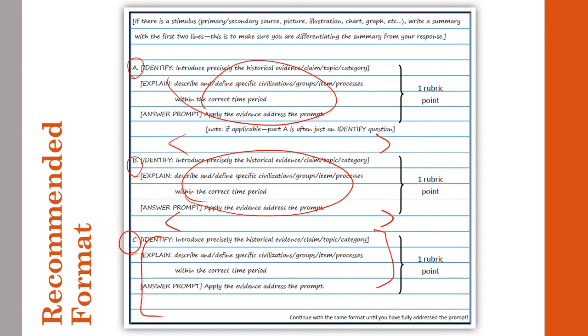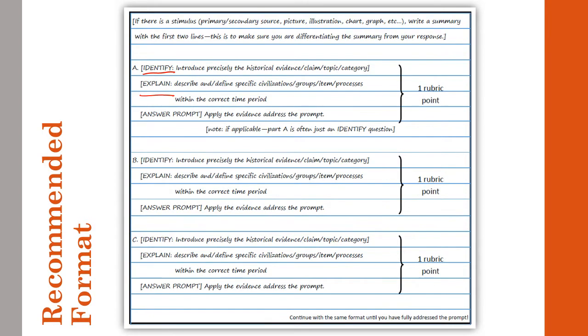But we, again, want to be able to use a particular method so that we are addressing all parts of the prompt. And we're going to use that IDEA acronym in order to be able to do this, as noted from before. You want to be able to identify what you're actually trying to answer, explain and describe it further, and then lastly, to address it back to the prompt. And if you're able to do all these things here, you will score 1 rubric point. It's either going to be a 0 or a 1. So either you get it or you don't.